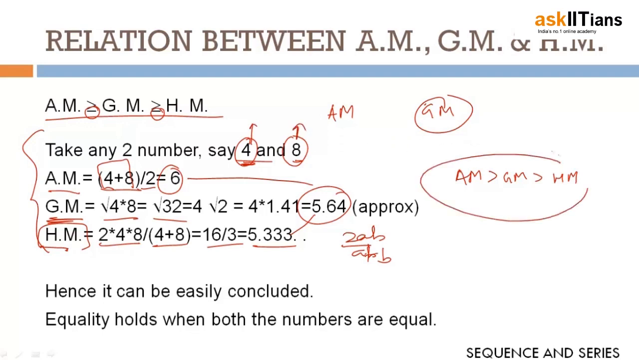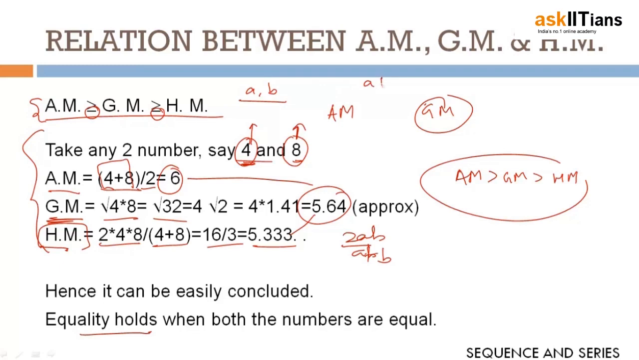You can verify the result by taking other numbers for your convenience, and as written, equality holds when both the numbers are equal. Another way which you will find in most of the books is by using the terms a and b.